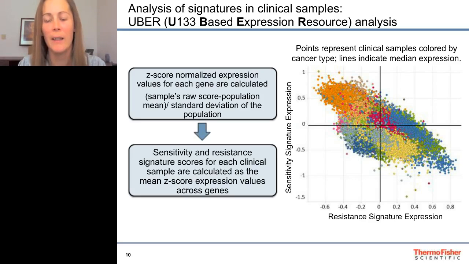And so again, just making the point that through this analysis and through the use of these signatures, we have the potential to very quickly help our clients focus in on clinical populations, be it by cancer type or cancer subtype, that could potentially respond to their drug.